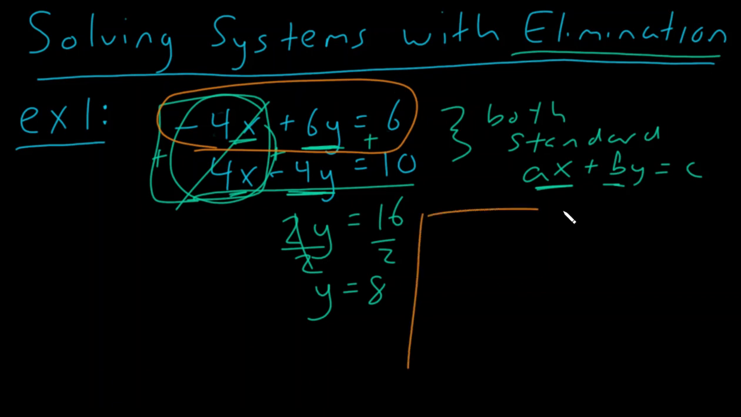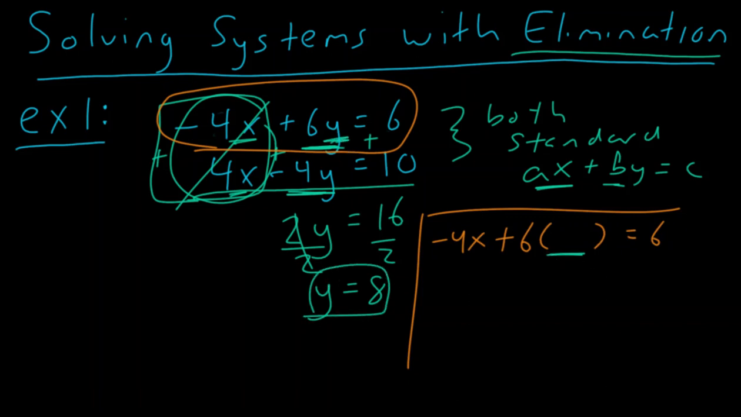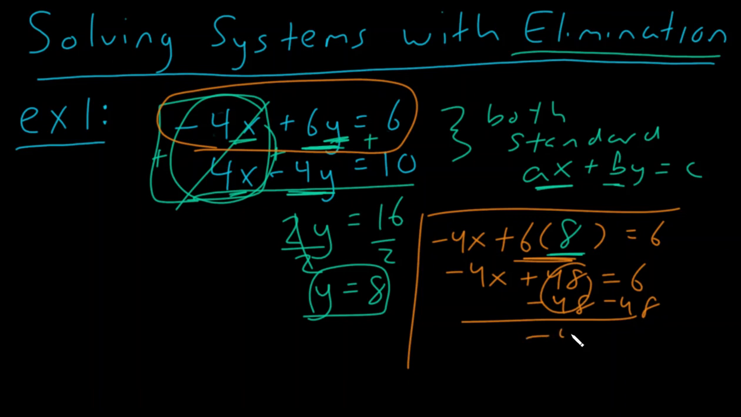So we can say, all right, you know what we really have is negative 4x plus 6y is equal to 6. Notice that I went ahead and replaced my y with a set of parentheses because I actually know what y is. Y is 8. Okay, and from here I just want to solve the rest of this. We have negative 4x plus 6 times 8, which is positive 48. We can subtract 48 from both sides. And when we do that, we're going to get negative 4x is equal to 6 minus 48, which is negative 42. And now we can divide both sides by negative 4.